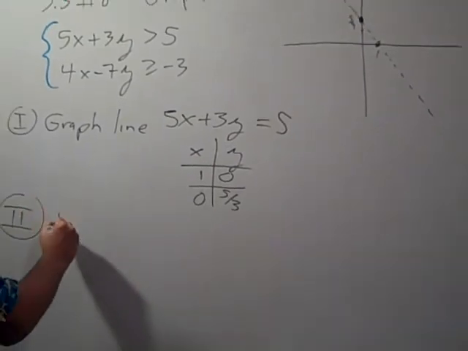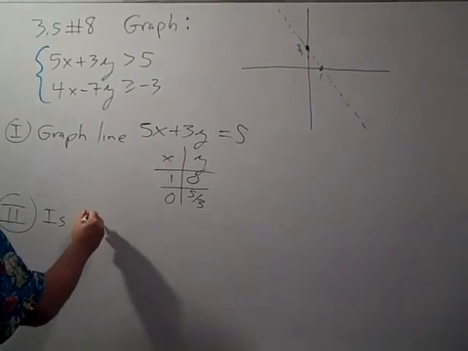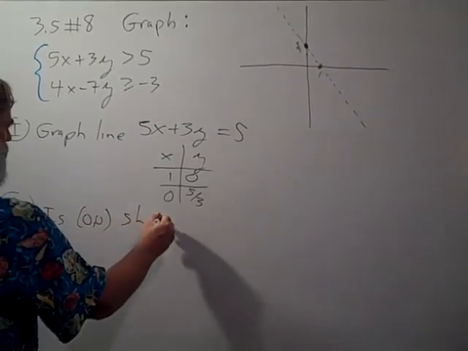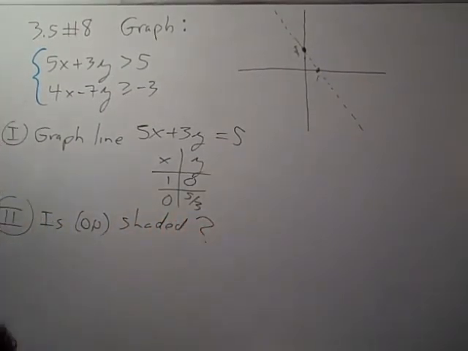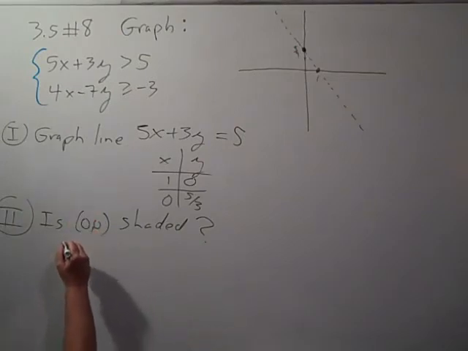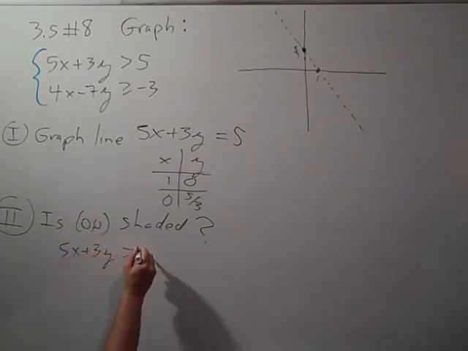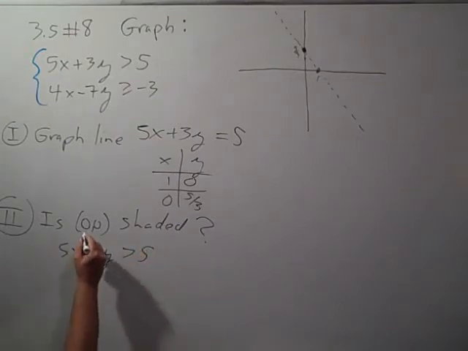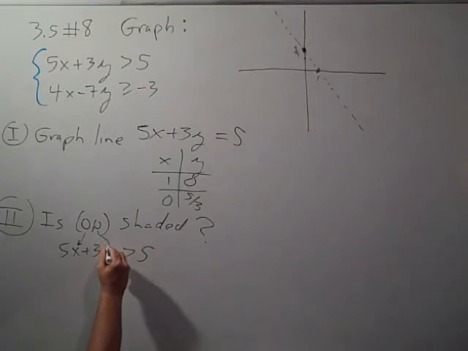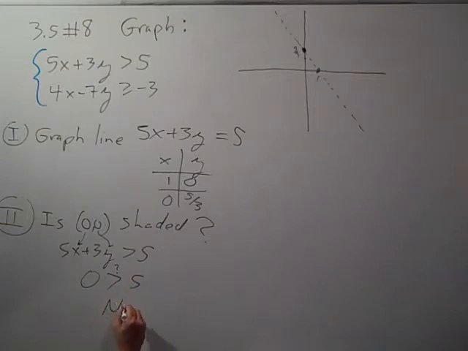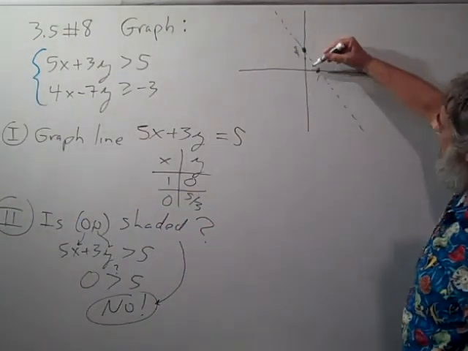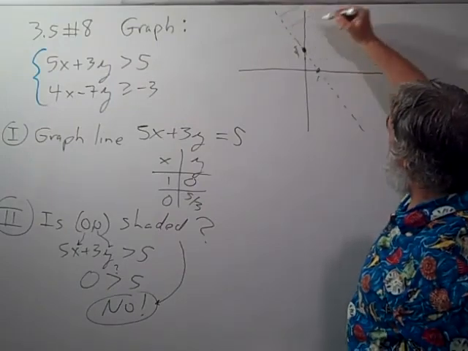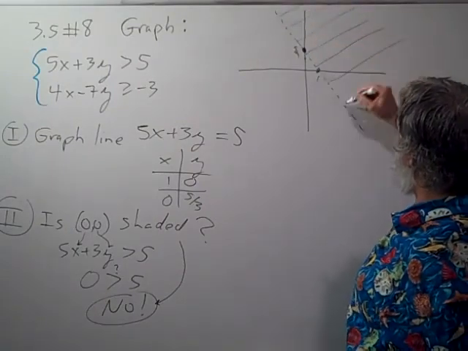So we ask, is the origin shaded, because this line doesn't go through the origin? To answer that, we start with the original inequality, 5x plus 3y bigger than 5, and substitute in x equals 0 and y equals 0. This whole left side becomes 0. Is 0 bigger than 5? No. 0 is not bigger than 5. That's the answer to our question. It's the opposite side, not the origin side of this line. Here's the origin, so it's the opposite side that gets shaded up here, the shady region for the first line.